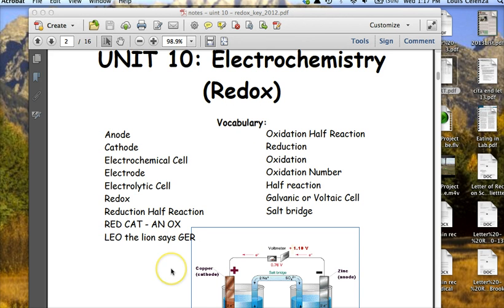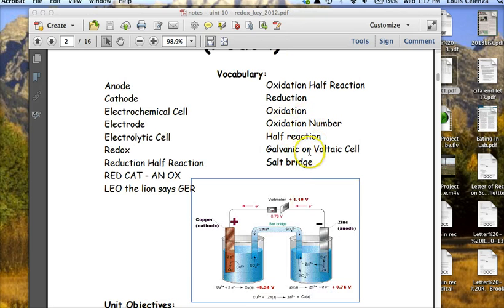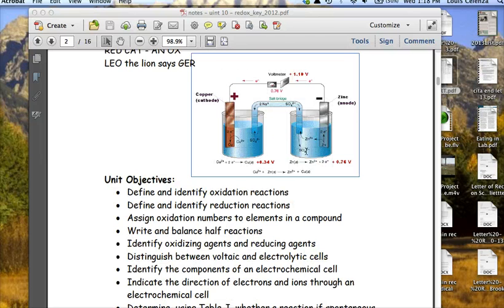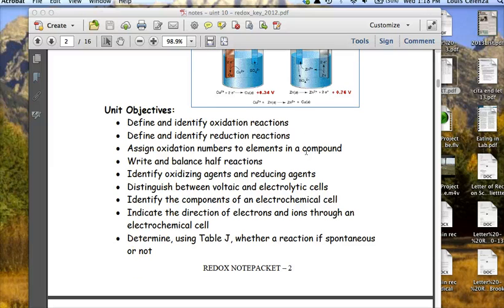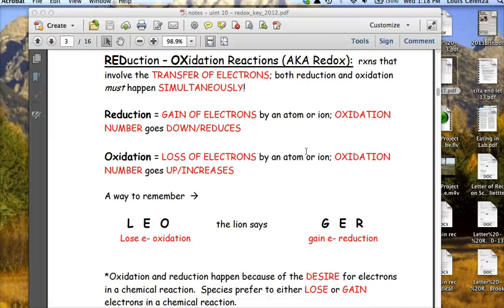This diagram here is something that we're going to learn later on. That's actually an example of a galvanic or a voltaic cell. It looks pretty complicated, and it can be, but we're going to go through it, and I'm sure you're going to understand it when we're done. Here are the objectives. This is what you should be able to do or accomplish by the time this unit is over. So let's actually get into the notes.